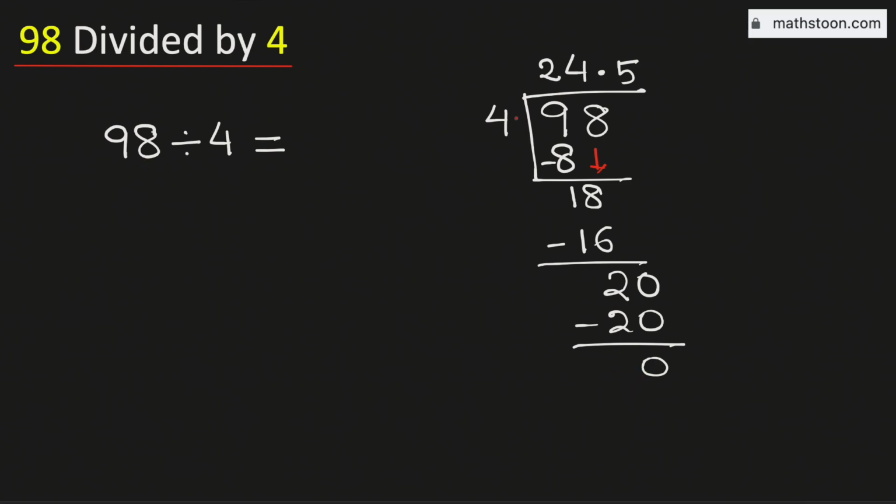Therefore, 98 divided by 4 is equal to 24.5, and this is our final answer.